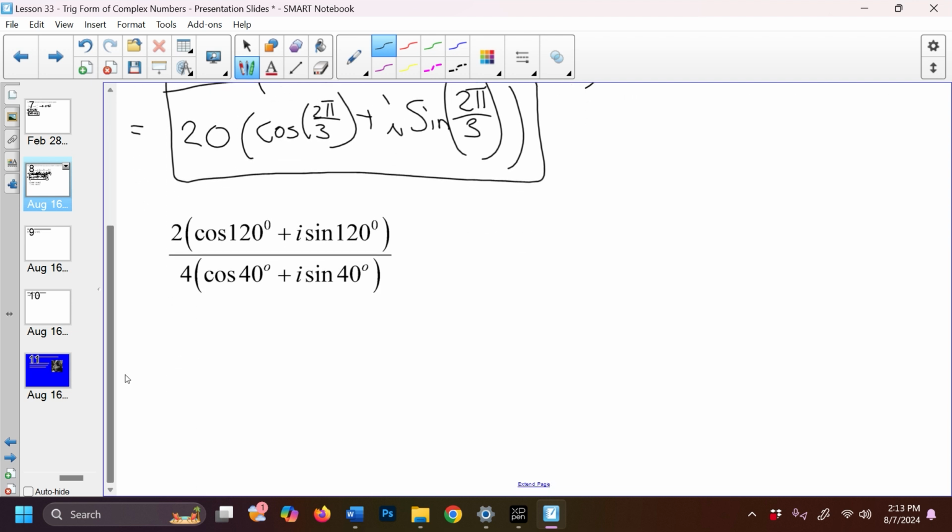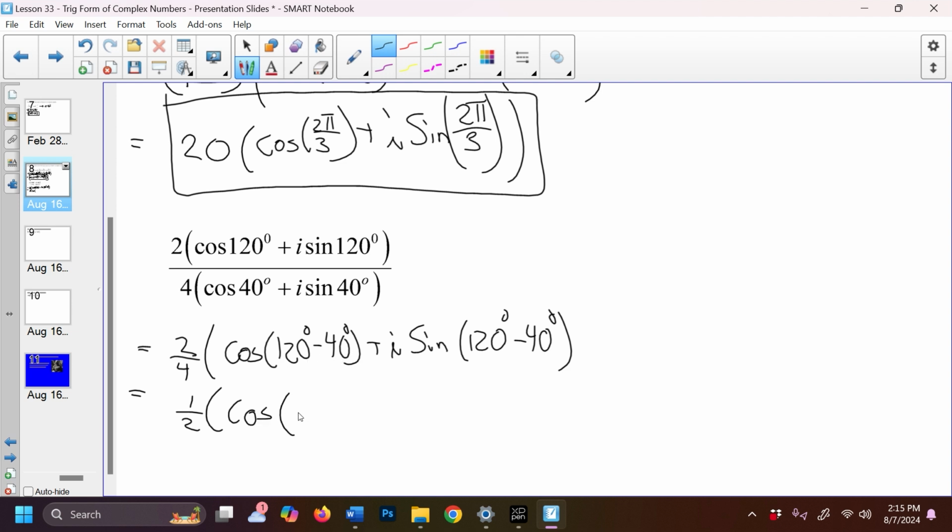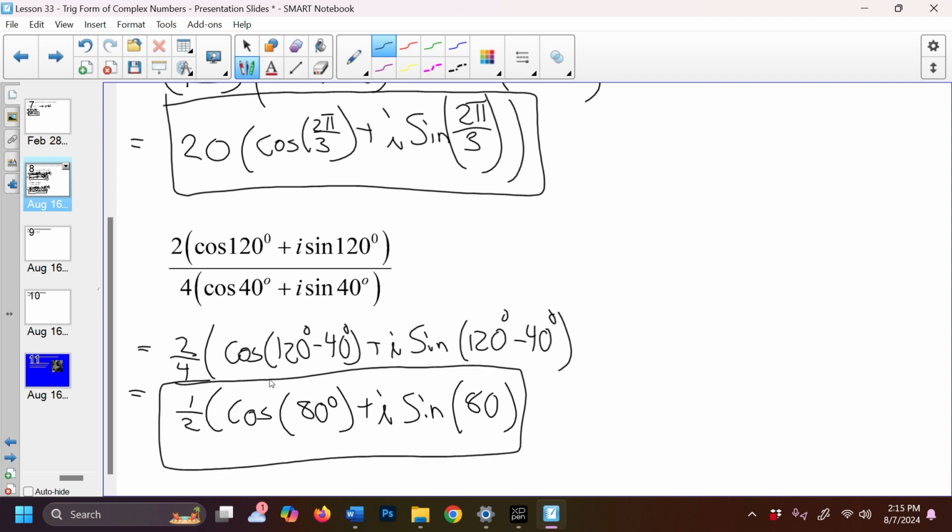So similarly, when they ask us to divide two complex numbers in trigonometric form, we will divide the moduli. And so we will go 2 divided by 4, and then we will subtract the arguments. And so I'll have the cosine of 120 minus 40 plus i sine of 120 minus 40. And 2 divided by 4 is a half. And then 120 minus 40 is 80. And I can't simplify anything else, so that is our final answer.